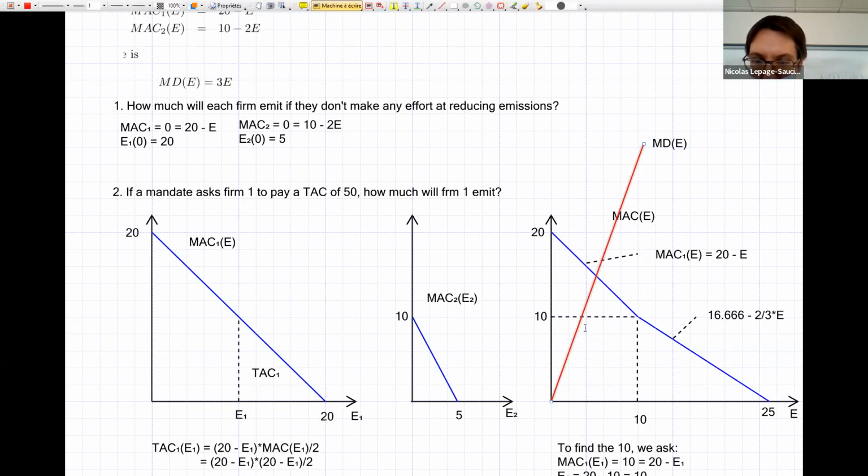Oh yeah, so let me draw it well. So this is 10, 20, 30. So that should be here exactly. So you compute MD of 10 and you find 30. So you know, oh, it means that probably I'm too far away. So I'm on this side of the graph. So let me use that side.